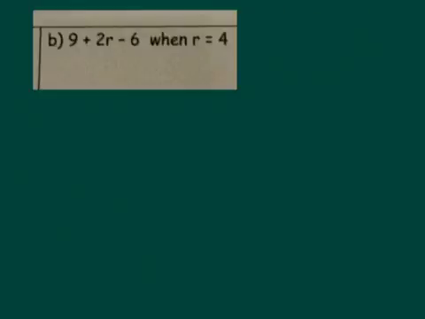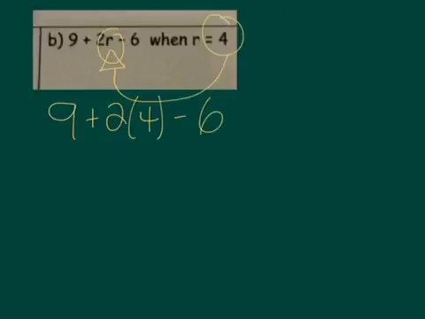So on this one, I have 9 plus 2r minus 6 when r equals 4. Take a second and think about what you're going to do. If you're going to use substitution, what are you going to replace, and where are you going to put it? Hopefully you're telling me you're replacing r with 4. Alright, so go ahead and write that down on your paper. You should have written 9 plus 2 times 4 minus 6.